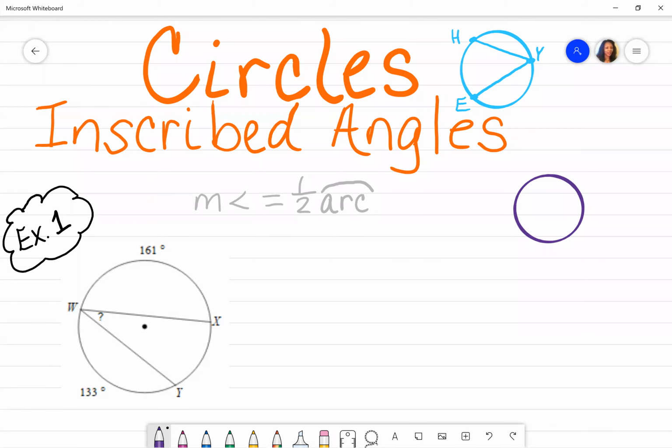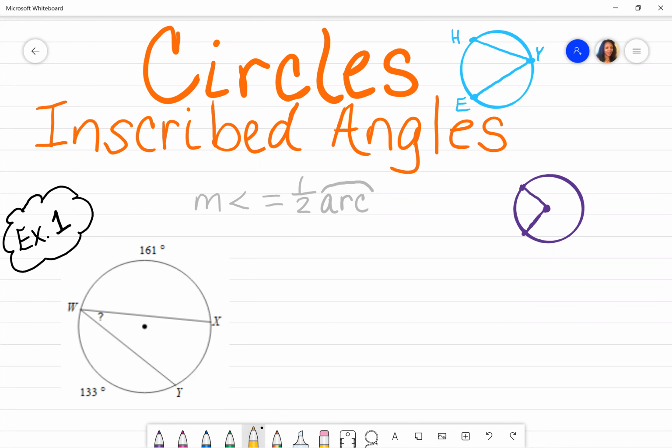All right, we're talking about inscribed angles in a circle. Let's review. We talked about a central angle in another video, where the angle has a vertex that is in the center of the circle. So it subtends the arc that is part of the edge of the circle. So your central angle's measure is equal to its arc.